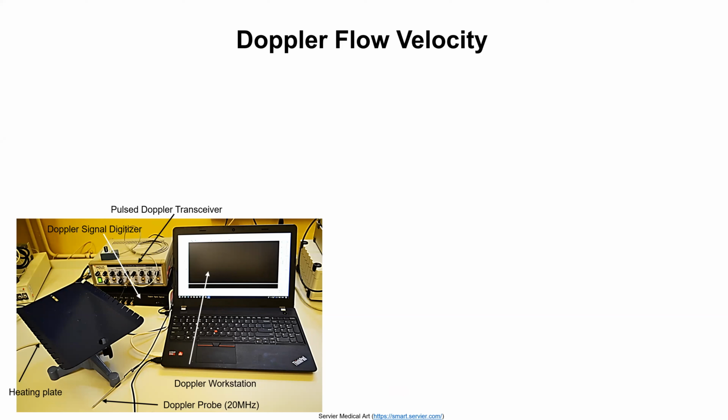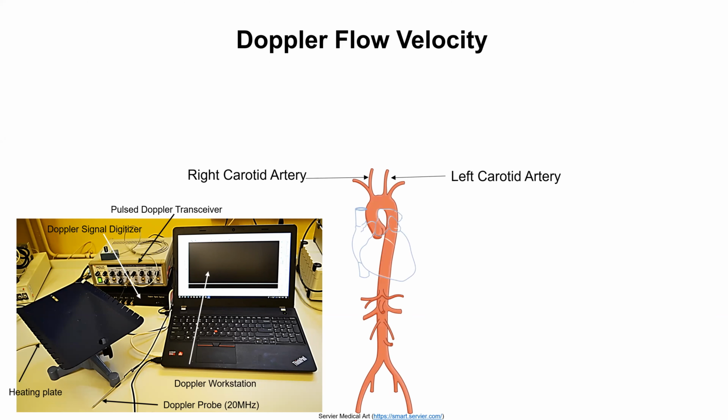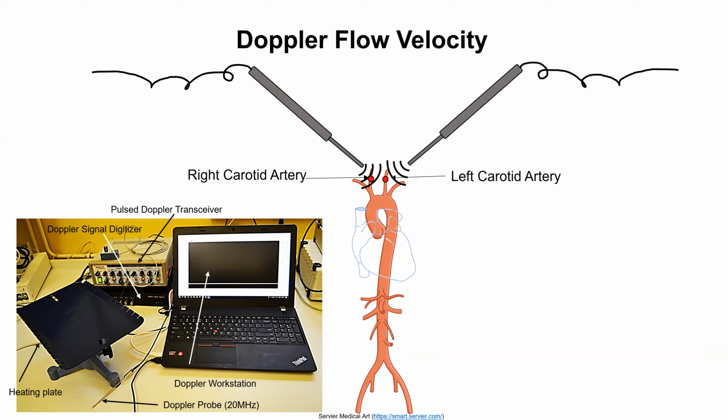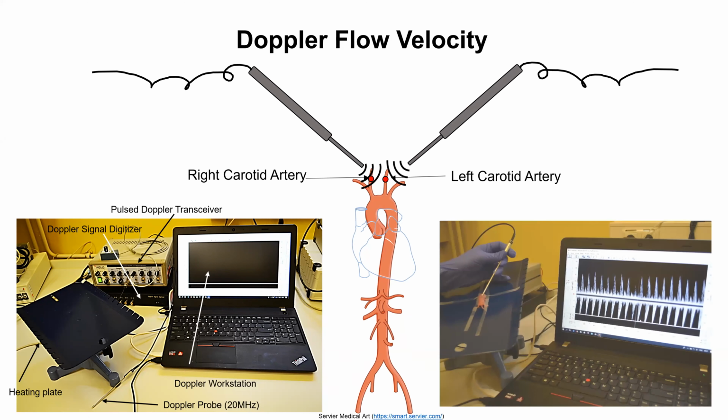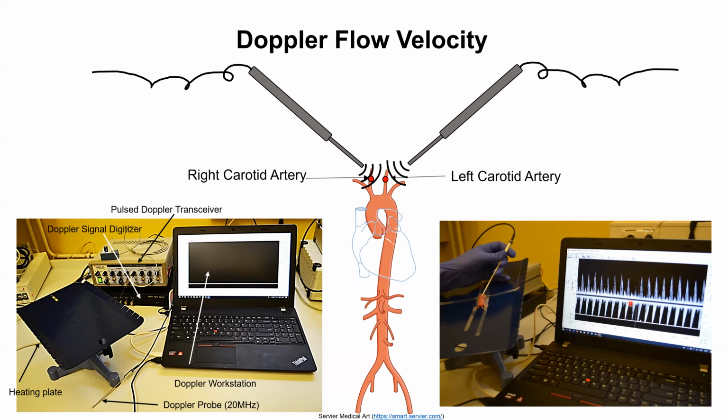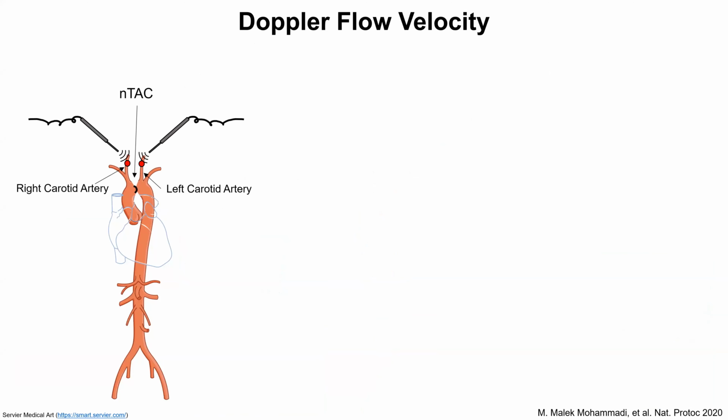The success and degree of induced pressure overload can be monitored by measuring the flow velocity of the right carotid artery versus the left carotid artery. When you successfully measure the flow velocity here, you will be able to see the flow velocity in peaks in your workstation. So how to measure this flow velocity after surgery?